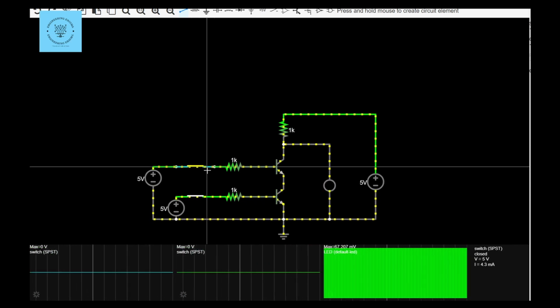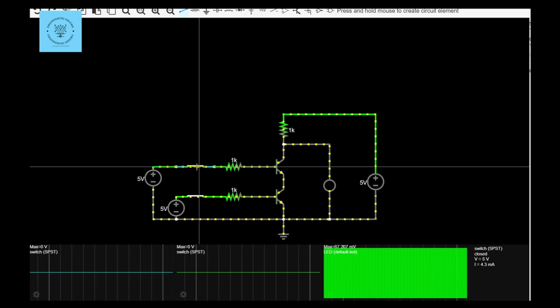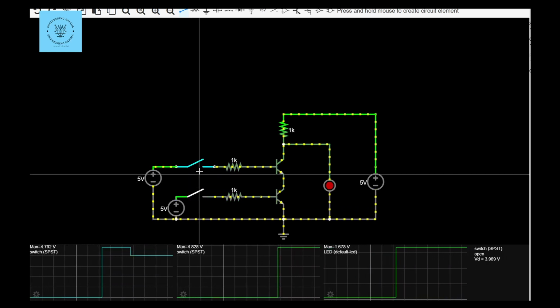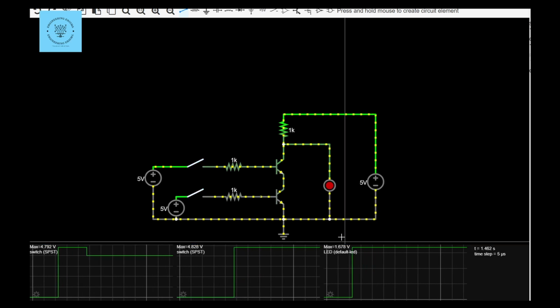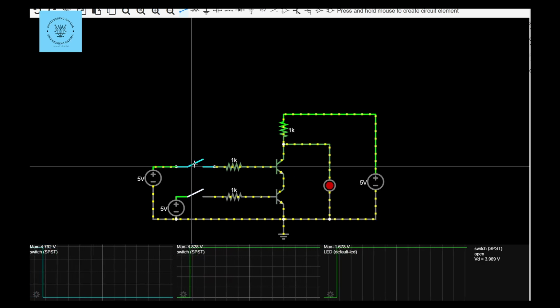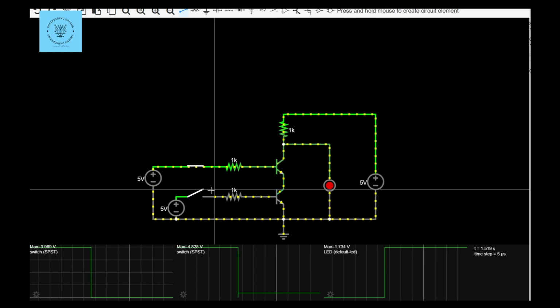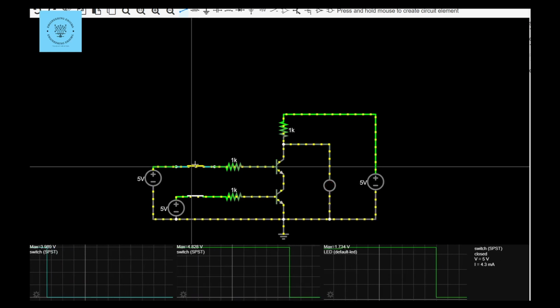When A and B are 1 and 1, the output is 0. When A and B are 0 and 0, the output is 1. When A is 0 and B is 1, the output is 1. And when A is 1 and B is 0, the output is also 1. This clearly shows that the output becomes 0 only when both inputs are 1, which is the behavior of a NAND gate.